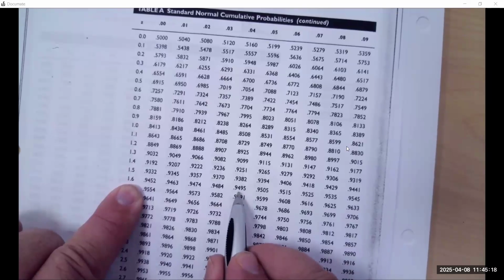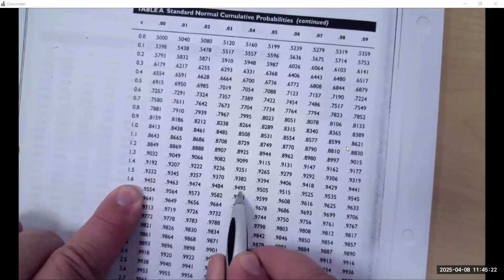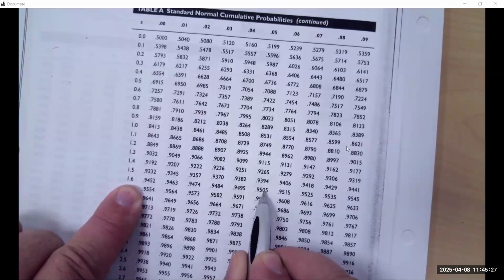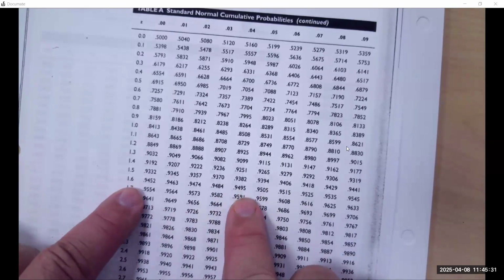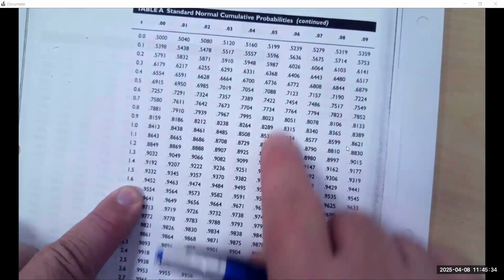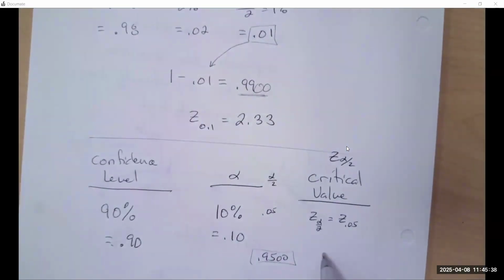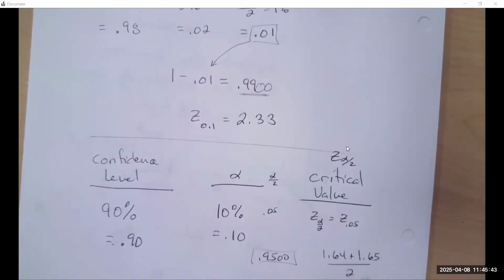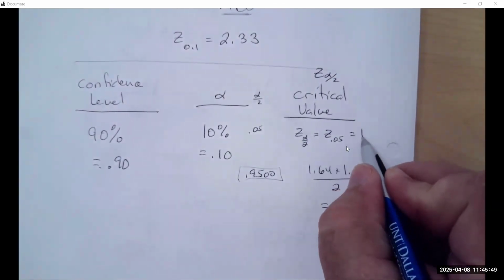But isn't it exactly in the middle of these two? It's 0.005 from here, 0.005 from here. So what do we do? We take both of these, 1.64 and 1.65, and average them. So we take 1.64 plus 1.65, which gives us 1.645. That's my z value.